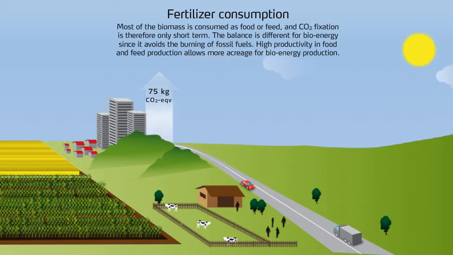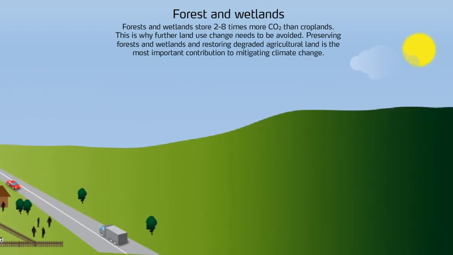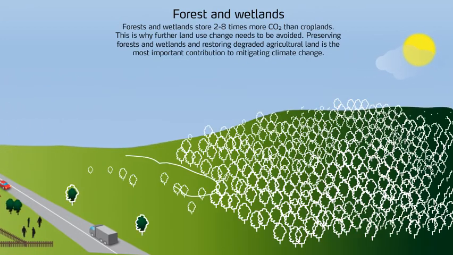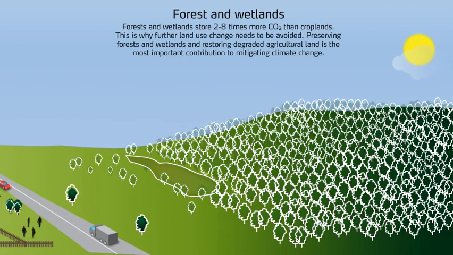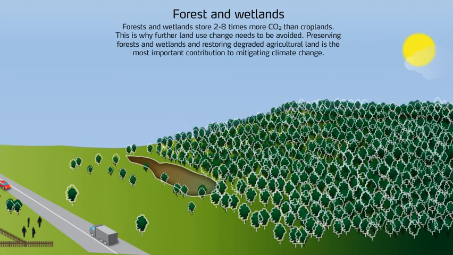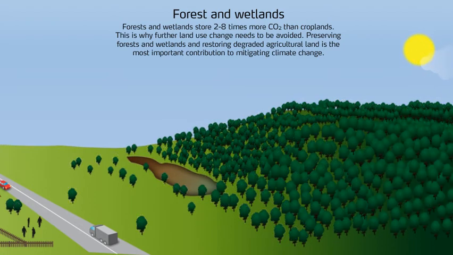High productivity in food and feed production allows more acreage for bioenergy production. Forests and wetlands store 2 to 8 times more CO2 than croplands. This is why further land use change needs to be avoided. Preserving forests and wetlands and restoring degraded agricultural land is the most important contribution to mitigating climate change.